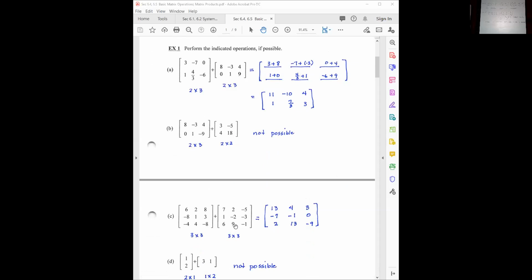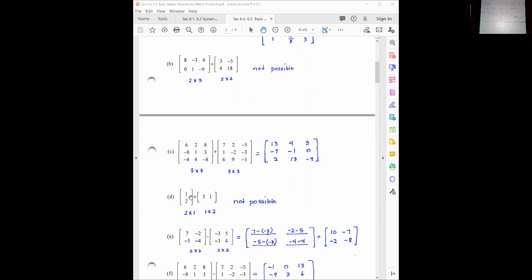Here's another one, 3 by 3, same deal. 6 plus 7 is 13. 2 plus 2 is 4. 8 plus a -5 is 3. So that's all we're doing, adding the ones that are the same, in the same spot. And if you get ones that are not the same size, see how this is a 2 by 1 and a 1 by 2? Right away you just say not possible, or these matrices do not conform. So just there's no solutions, also fine.